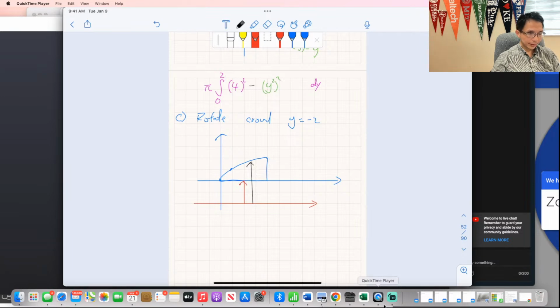Now, is it a dx or dy? dx is a small slice of x. It's a small tangent of x.